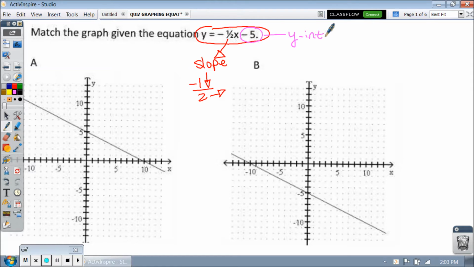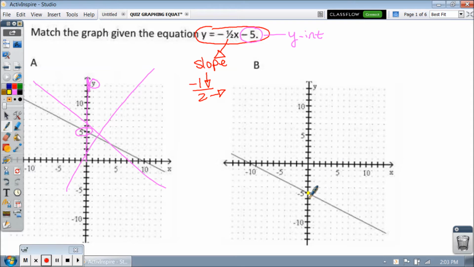So we're going to look at the graphs and first figure out, does it go through the y-axis at negative 5? Does letter A go through the y-axis right here? This is your y-axis. Does the line go through the y-axis at negative 5? Actually, no. It goes through positive 5. This would not be a correct graph. But if you look at letter B, you can see right here that it does go through negative 5.